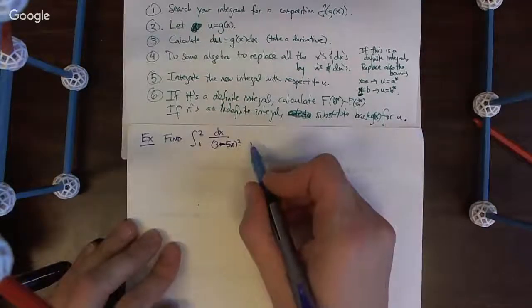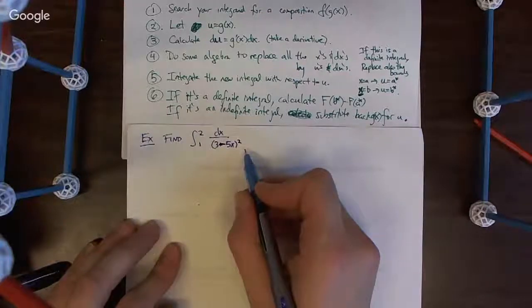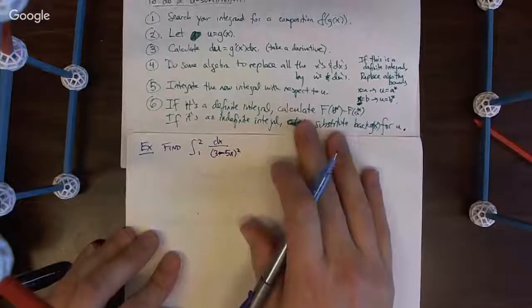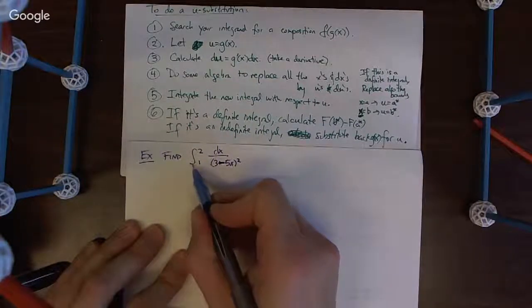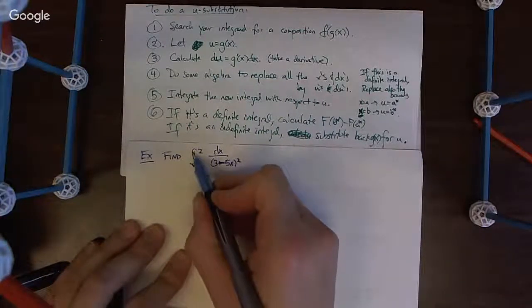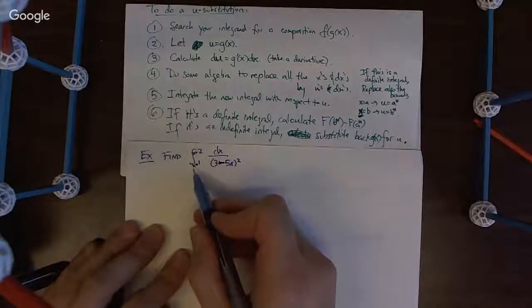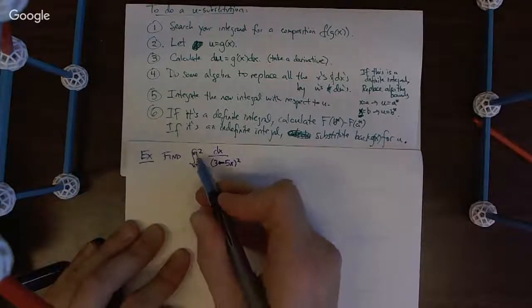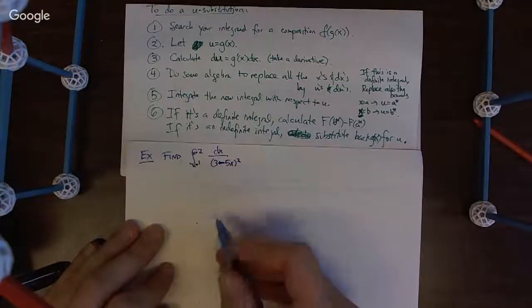Okay, so when I'm doing an integral and I'm going to have to use a u substitution, I think it's really important to keep track and put the actual variables on these bounds so we don't get lost. So I'm going to make sure to say this is the integral from x equals 1 to x equals 2 of dx over 3 minus 5x squared.